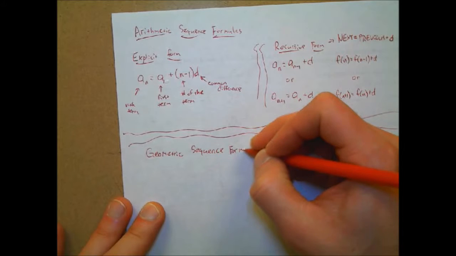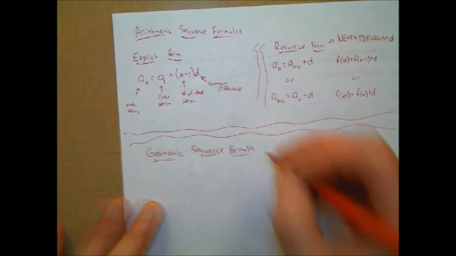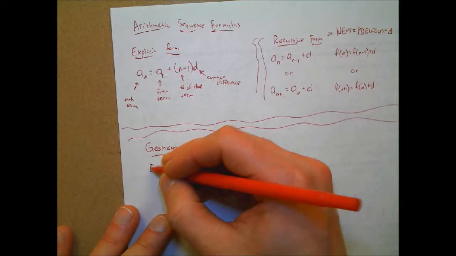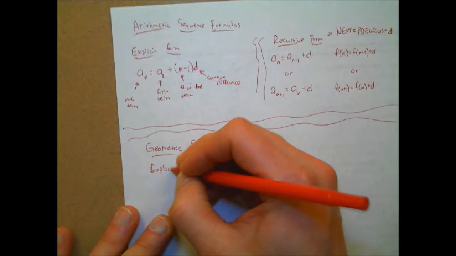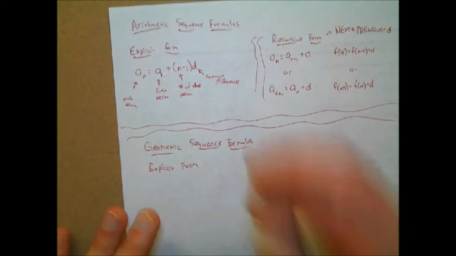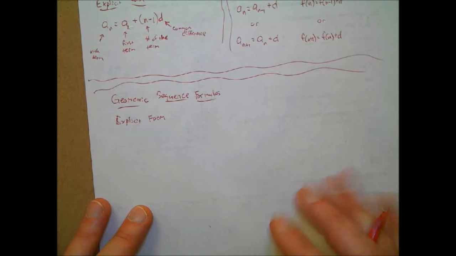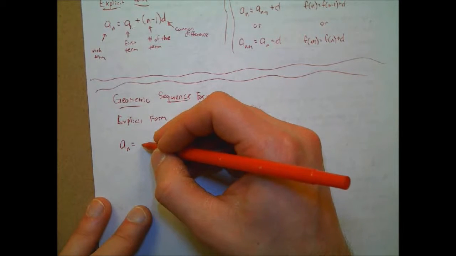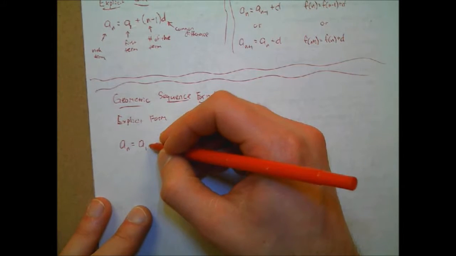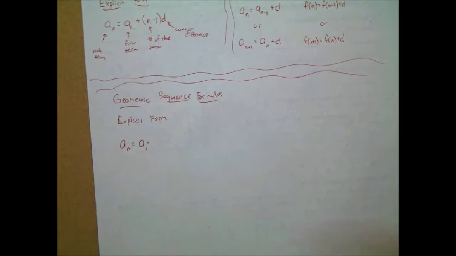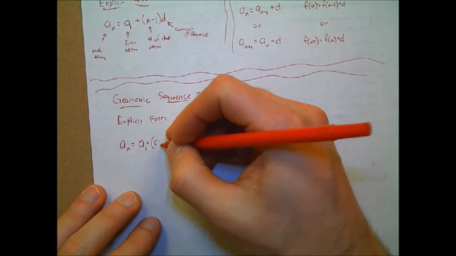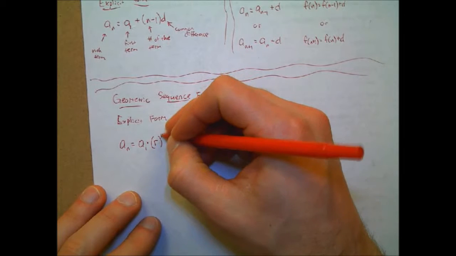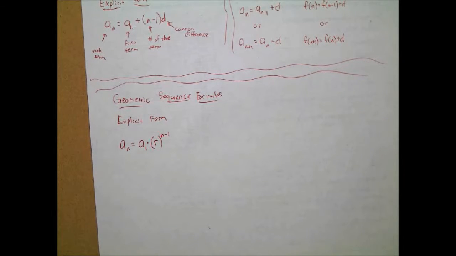And again, I'll give you the explicit one first. You also will not need to memorize this, but you'll need to know how to use it. Okay, so here's the geometric one. a sub n equals a sub 1 times, now it makes sense here, right? We're multiplying because what's a geometric sequence? You multiply by your pattern. So we're going to multiply by r to the n minus 1 power. Okay. And so there it is.